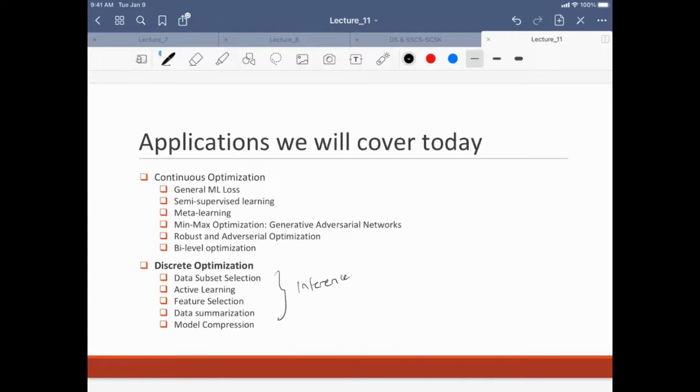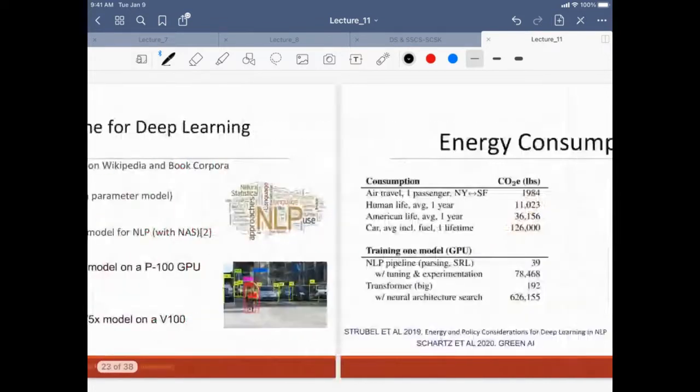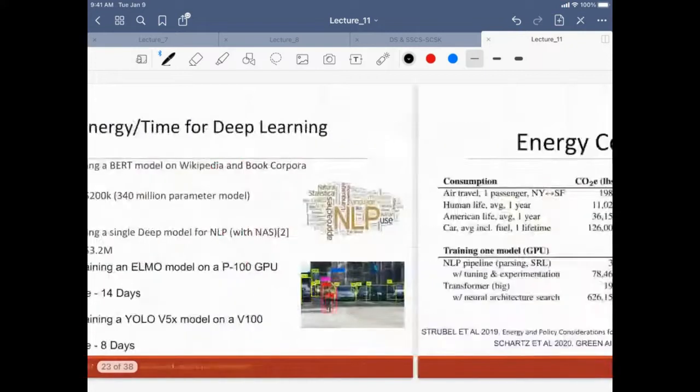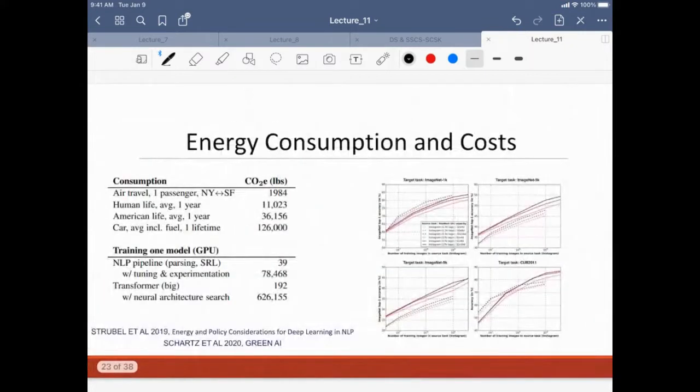So the underlying theme over here is that discrete optimization comes up in applications where we want to either select subsets of data or features or parameters, or where we want to do an inference for a given task that involves essentially a combinatorial problem. I'll skip some of this. I borrowed some slides from a previous talk that I'd given.